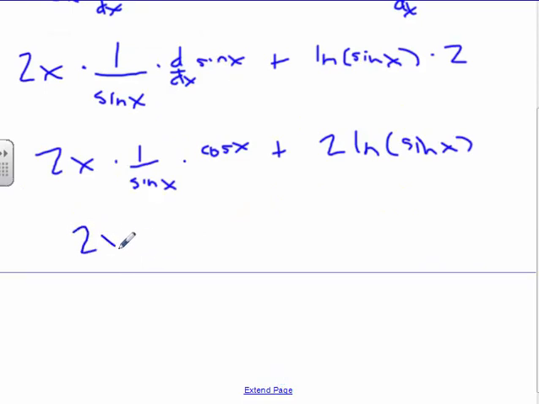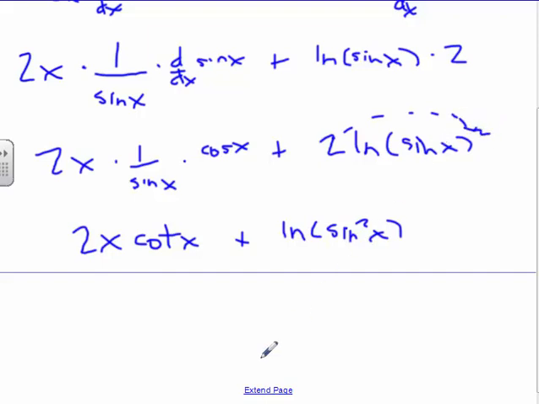Now, we are done here, but there's a little bit more rearranging I could do. I could call this 2x cotan x, because cosine over sine is cotan. The other thing I could do here is take this 2 and throw it up as the exponent of the logarithm and make it sine x squared, which means that I could write it as ln of sine squared x. Right, throw the 2 up as though it's up here, but when we write it in this notation, we actually put it in between the sine and the x, and so this would be a good way of writing our final answer.